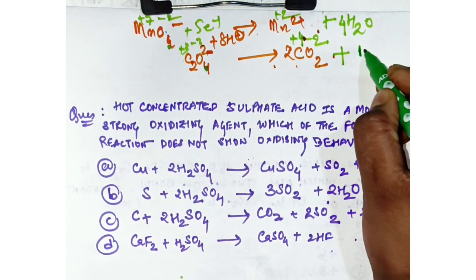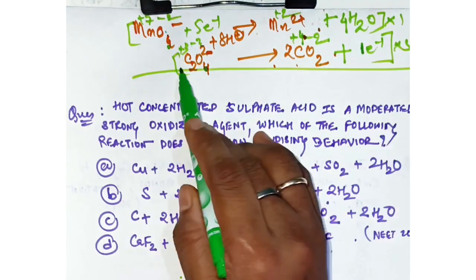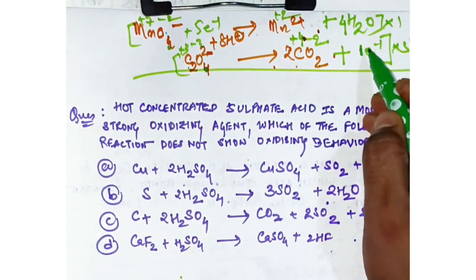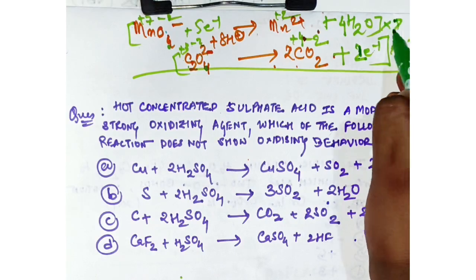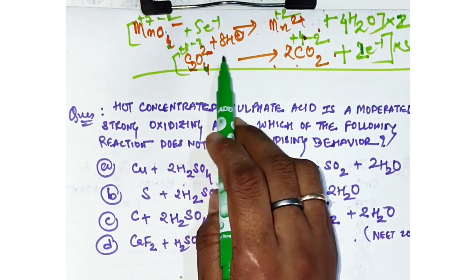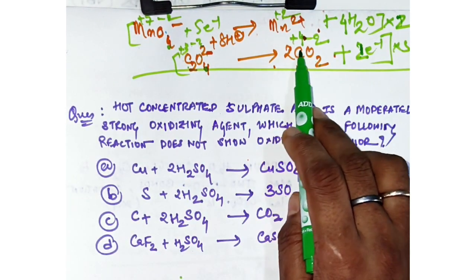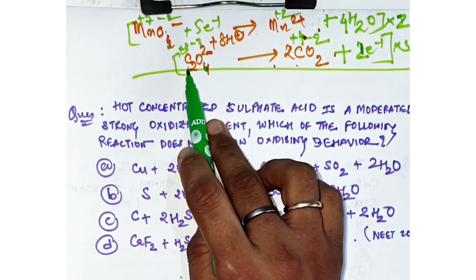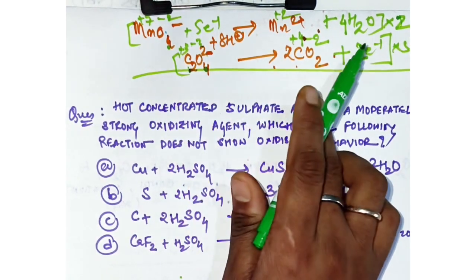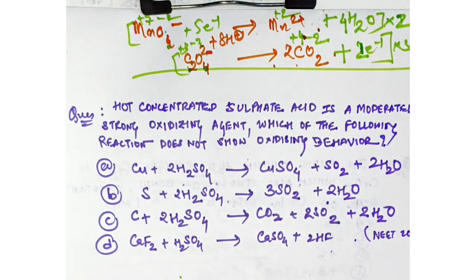So how many electron has been lost? 1 electron. Now see here, but since there are 2 carbon, so it will be 2 electron. So multiply this equation by 5 and this equation by 2. See here, basically there is only one electron which is leaving, that is the loss of 1 electron is there, but since there is 2 carbon, so it should be 2 electron lost. Okay, don't get confused in this case.